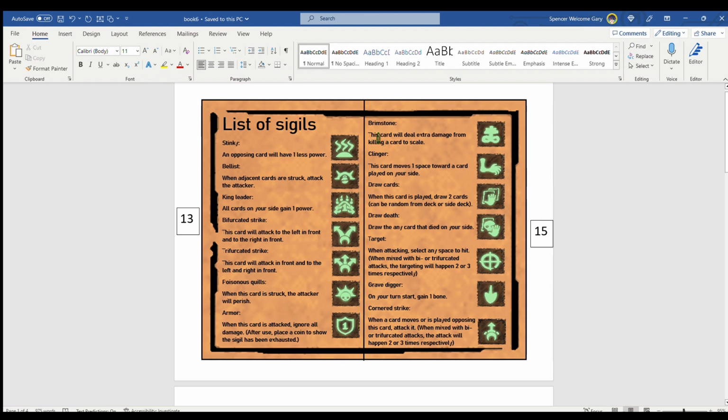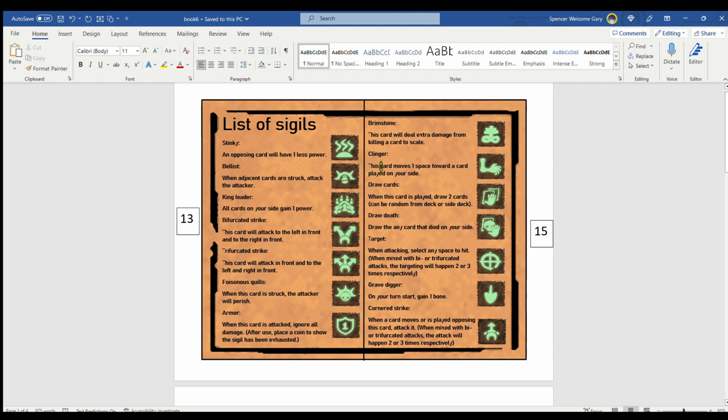Brimstone. This card will deal extra damage from killing a card to the scale. So, that is kind of explained badly, but basically, if you have a card that does 5 damage with Brimstone, and it attacks a 2 health target, it would deal the extra 3 damage to the scale. Because it would deal 5 damage, take away 2 from killing the card, and then the excess 3 damage would be dealt to the scale.